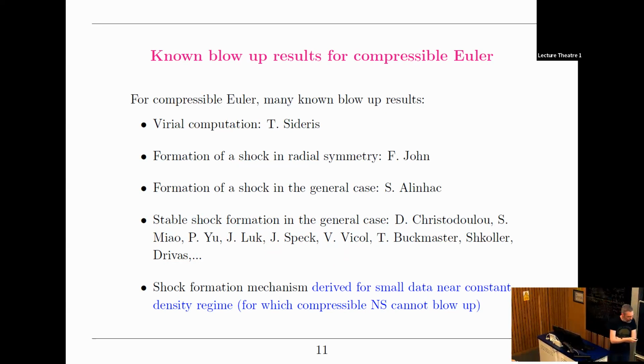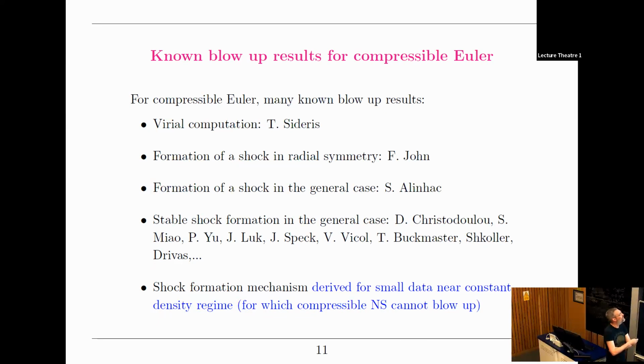Okay, so the main thing is that all these results are always shock formation, and in fact, this is the physically relevant regime. This is exactly what you want to do for Euler: prove formation of shock for compressible Euler. But here, for application to compressible Navier-Stokes, we'll have to depart from this type of mechanism, simply because they are usually derived in the small data near constant density regime, and that's exactly the regime for which Navier-Stokes cannot blow up. So you cannot expect that this will be the leading term in your dynamic for compressible Navier-Stokes.